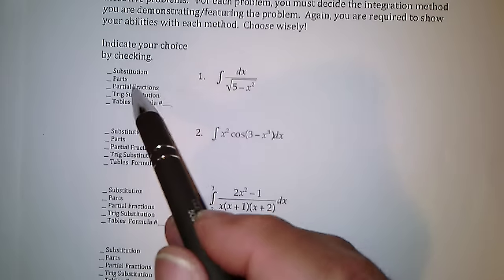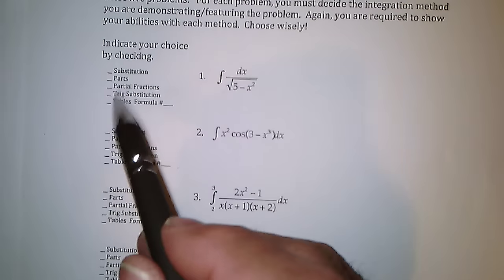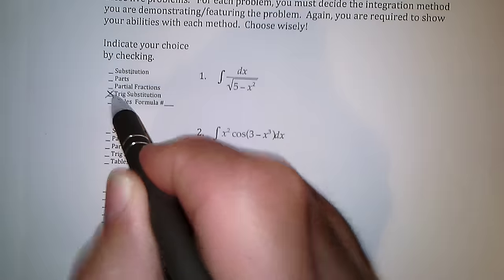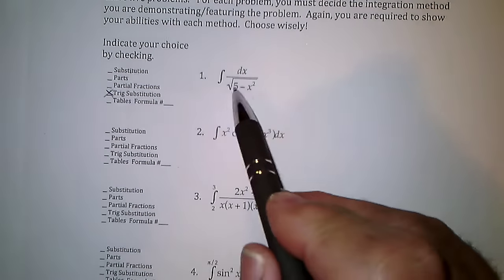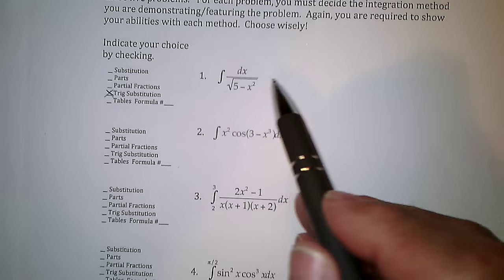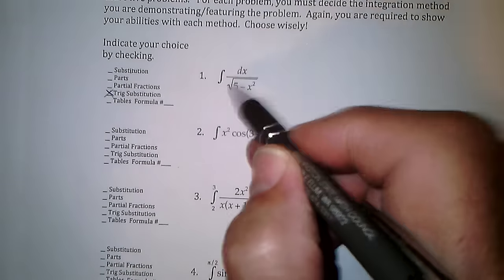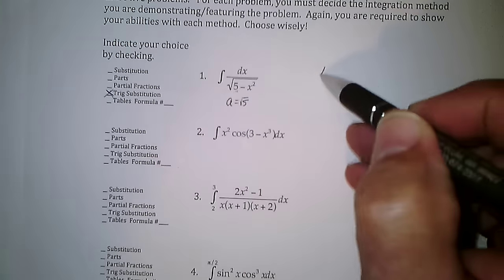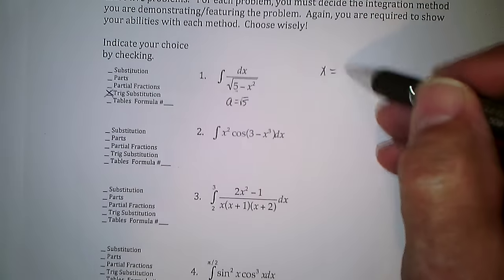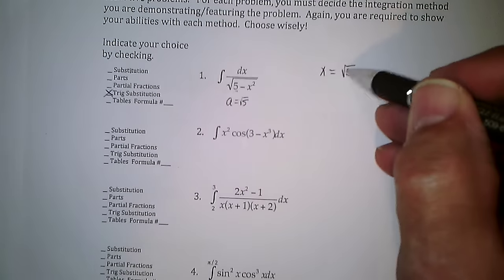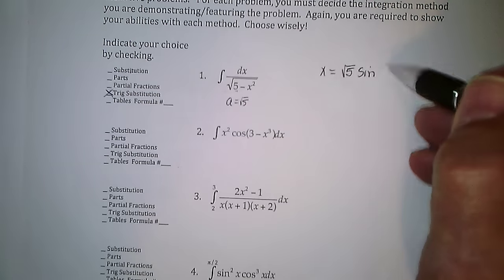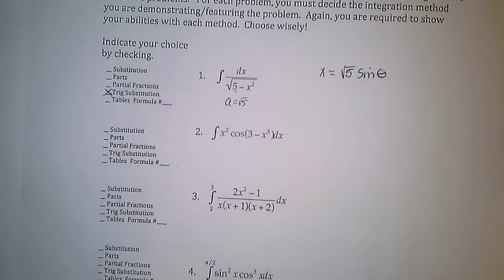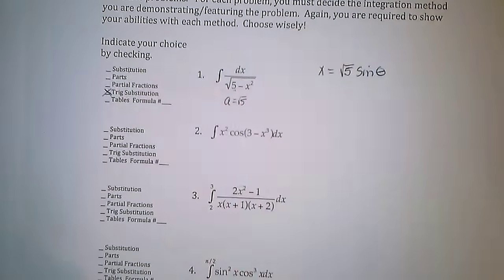It doesn't look like parts. It doesn't look like partial fractions, but I think a trig substitution on this one might work. And this is like a squared minus x squared. That would be a sine substitution. A would be the square root of 5, and so we'd let x equal square root of 5 sine theta. That would be the start of that one. So I'm going to leave that one as a trig substitution.